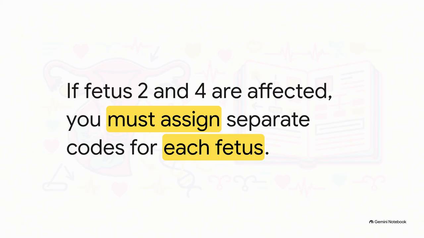Here's a crazy fact, straight from the coding guidelines. If more than one fetus is affected by a condition, every single affected fetus needs its own dedicated code. Right? So if fetus 2 and fetus 4 are both affected by something like a papyraceous fetus, you don't just lump them together with a catch-all code. No way. You must assign O31.00x2 and O31.00x4. You have to account for every single individual involved.